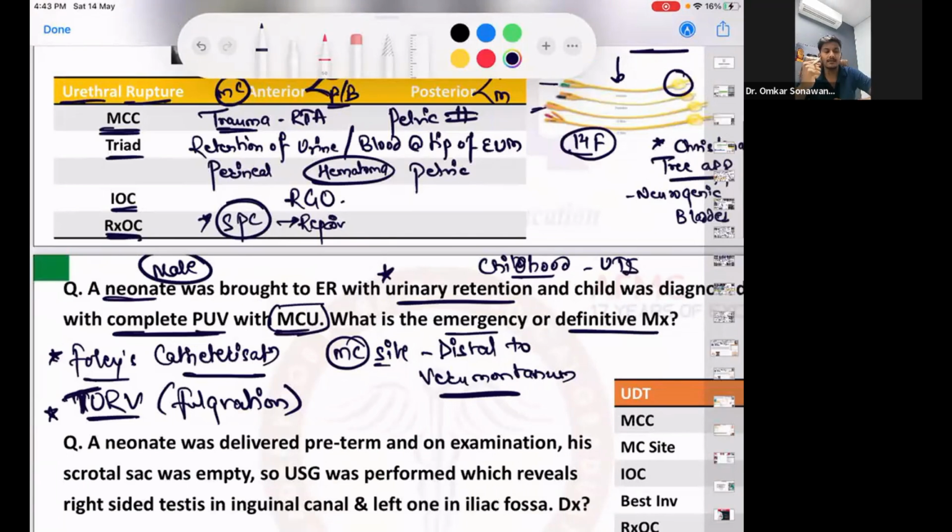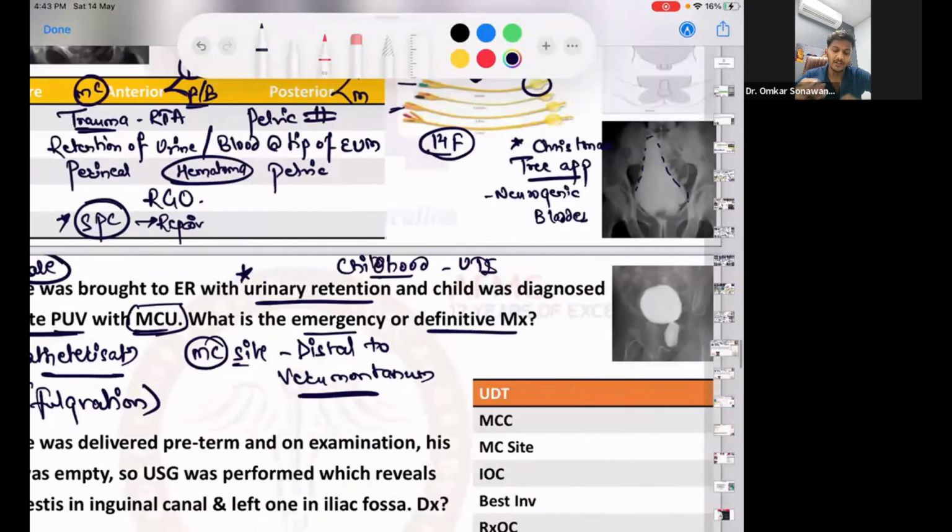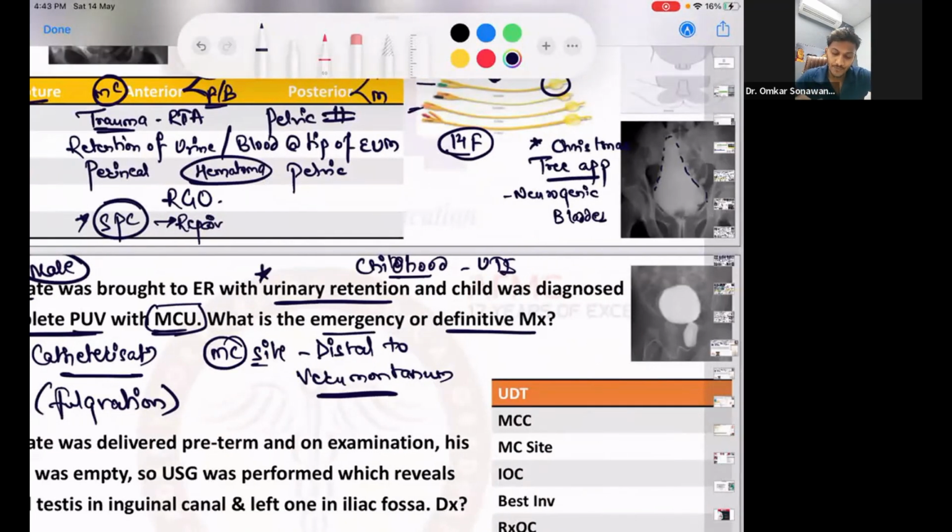That is, a catheter is inserted. But you cannot insert a Foley's because the urethra is damaged, and therefore you will insert it from the suprapubic area. So a suprapubic catheter is inserted with the help of a trocar, and then you repair the urethra if it is required. If it is a major damage, then you repair the urethra.